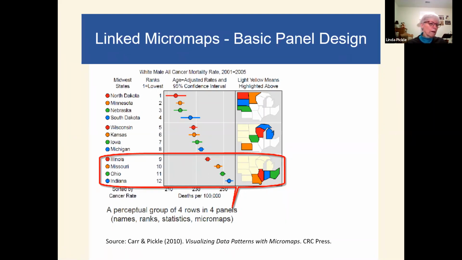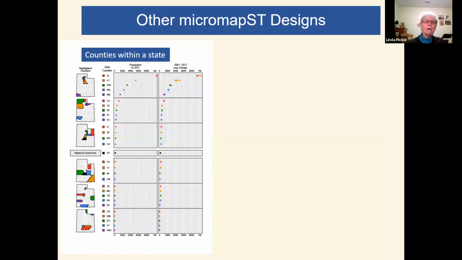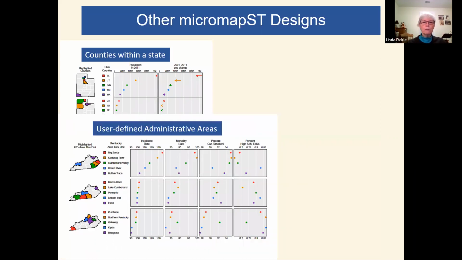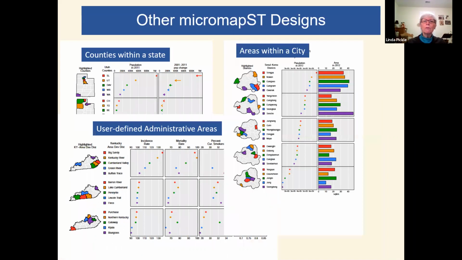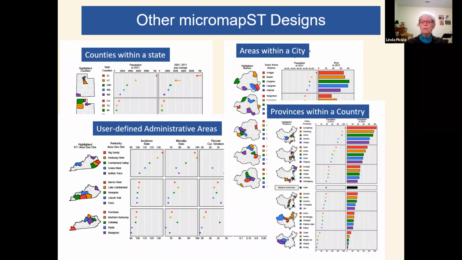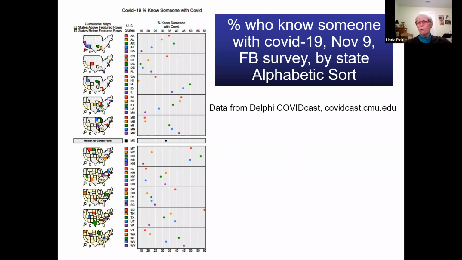So let's move on. There are other designs other than states. We've expanded this package to show counties within a state, user-defined administrative areas like Kentucky, administrative, I don't remember what they're called. Anyway, administrative areas, areas within a city such as Seoul, Korea, and provinces within a country such as China. We're working on ways to more easily import your own geographies. I'll mention that in a minute.